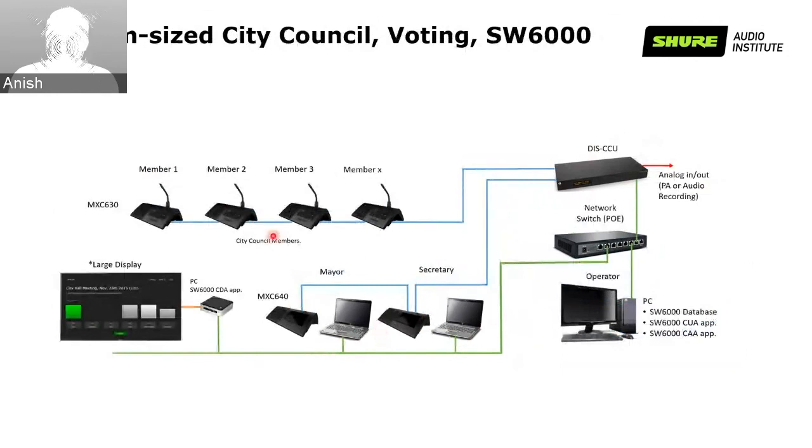So you can also have a medium-sized city council with a Software 6000 kind of deployment, where you have the MXC 630 units for the council city members. In case a large screen is visible within the room, you can show the voting results and the agenda of the participants on the large display. You need a PC with the Software 6000 CDA application on it, and you can have the MXC 640 for the mayor and the secretary.